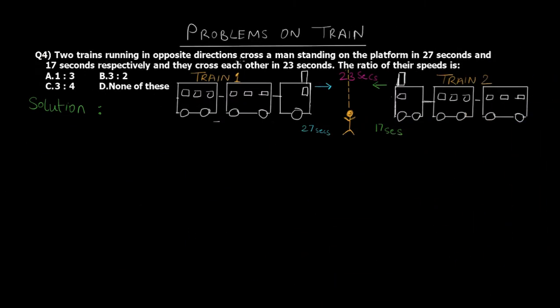Two trains running in opposite direction cross a man standing on the platform in 27 seconds and 17 seconds respectively, and they cross each other in 23 seconds. The ratio of their speeds is, and they've given some ratios.